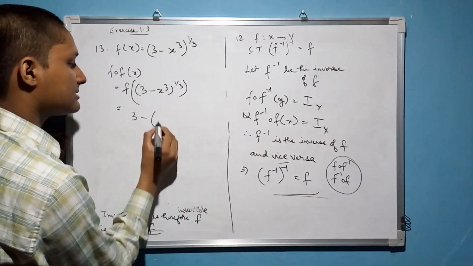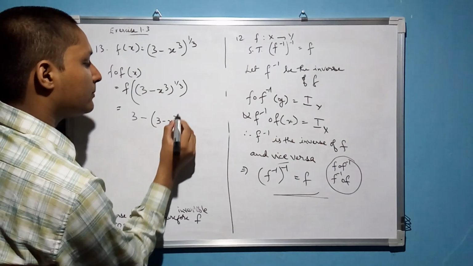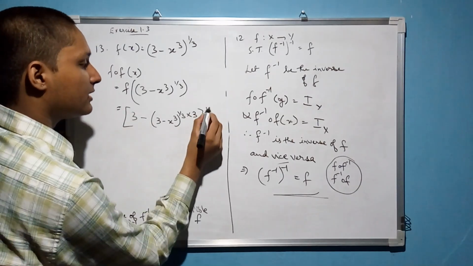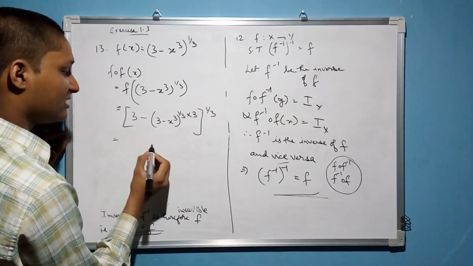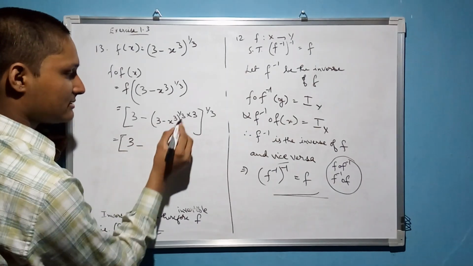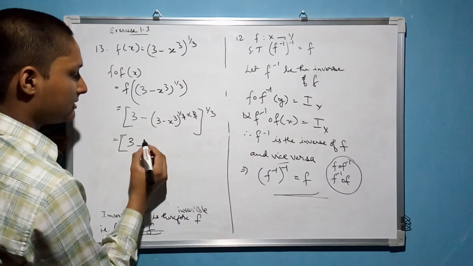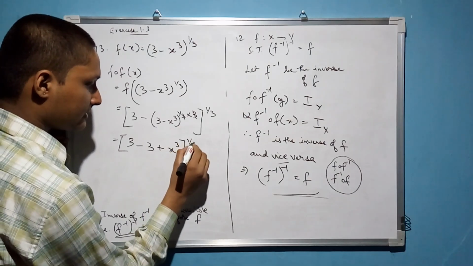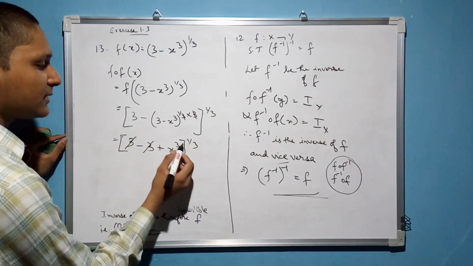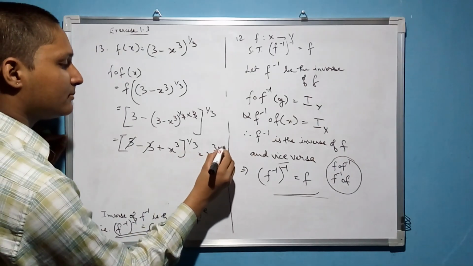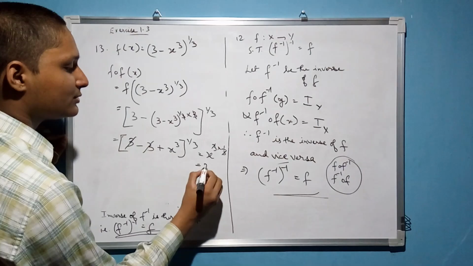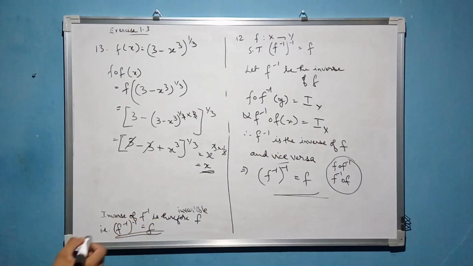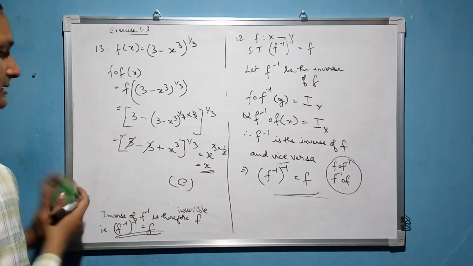That comes to be 3 minus x cube whole power 1 by 3, into this cube is 3 here, and the whole thing power 1 by 3, right? This becomes so complicated. No, it's okay. 3 minus 3 plus x cube power 1 by 3. So 3 and minus 3 cancel. x power 3 into 1 by 3, so 3 into 1 by 3 comes to be x. x is the answer. That comes to be option C. That is option C, right?